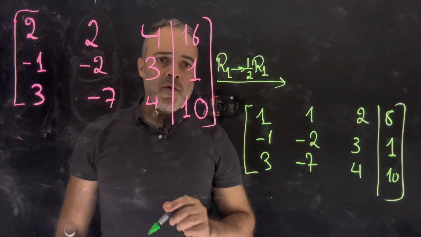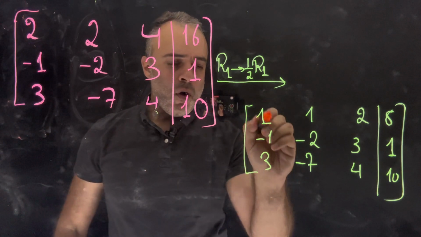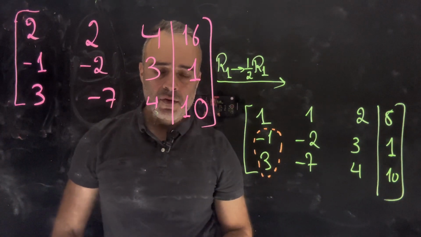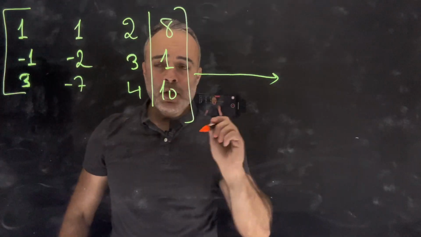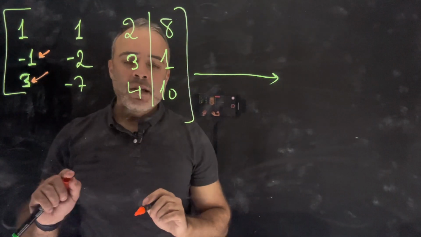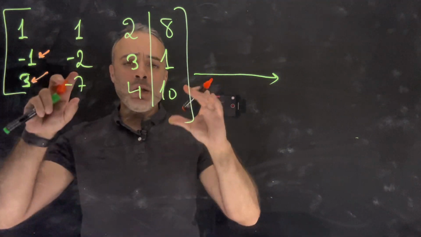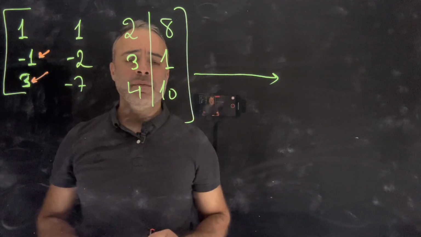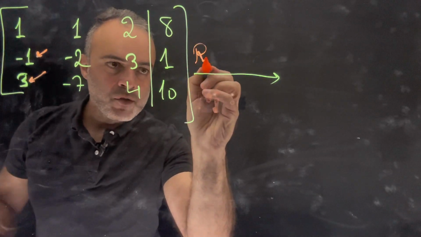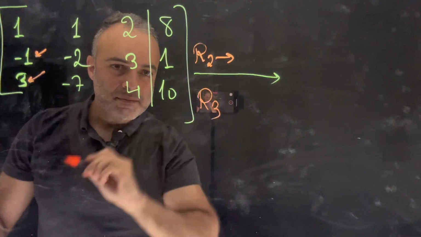Good. Now I have to convert all the entries here, which are these, -1 and 3, into zeros. Oh, how would I do that? In order to convert this and this into 0, this means I have to apply changes to the second row and the third row, and I can do that simultaneously at the same time. This means I have to do some changes for R2 as well as R3.